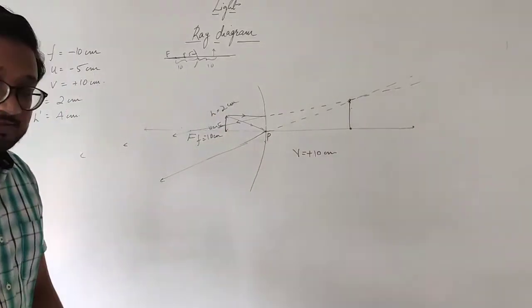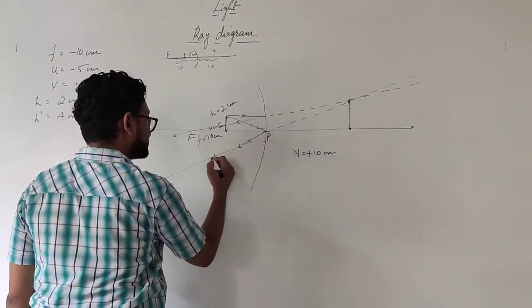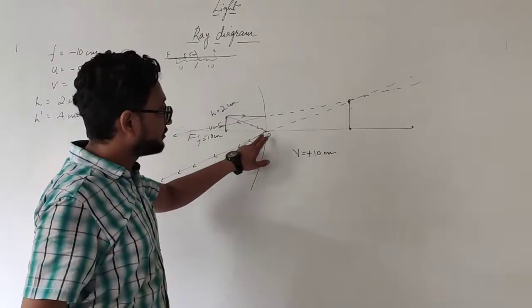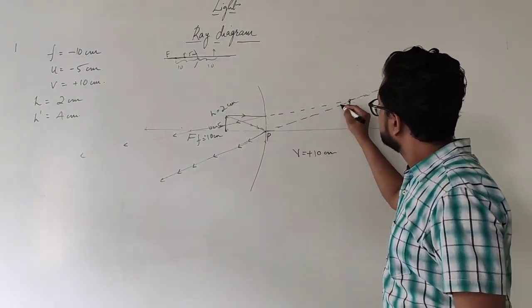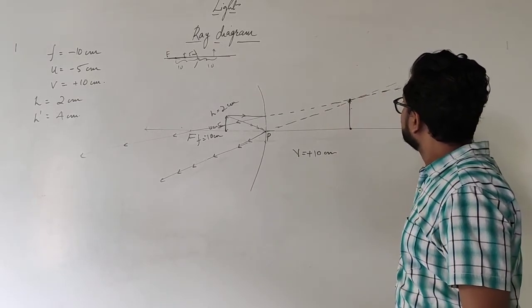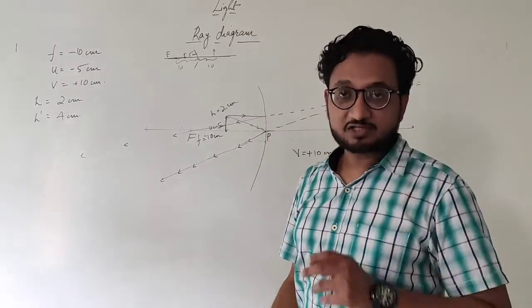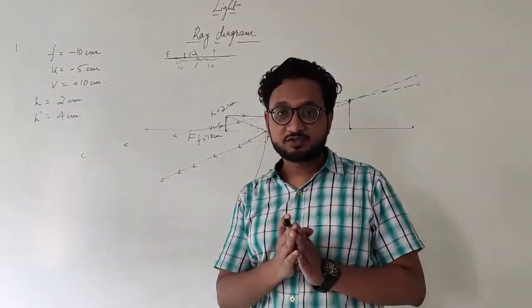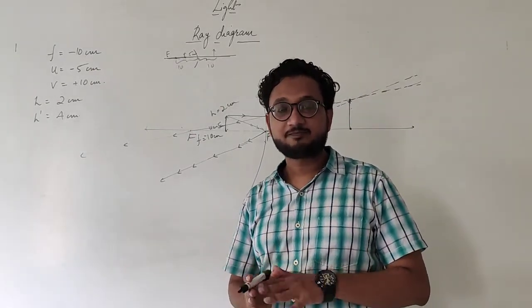Focal length minus 10 centimeters. So the ray of light goes like this and it bounces back from the mirror on the pole, and when you take the virtual line like this, they will meet at this point, and at this point is where your image is formed. So this is how you are supposed to draw the ray diagram, students, and we will check the other cases and other numericals as well. Till then, have a nice day.